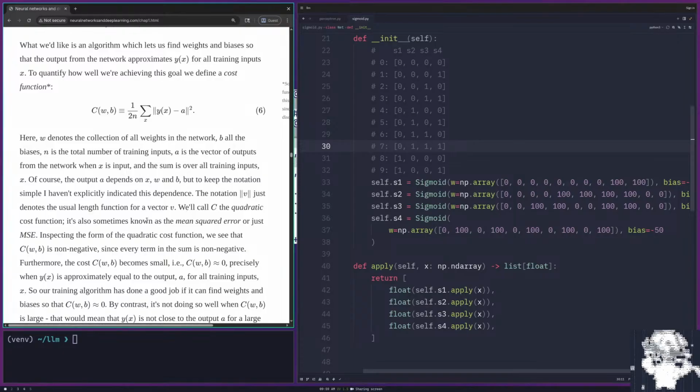We'll call C the quadratic cost function. It's also sometimes known as the mean squared error, or just MSE. Inspecting the form of the quadratic cost function, we see that the cost C(w, b) is non-negative, since every term in the sum is non-negative.